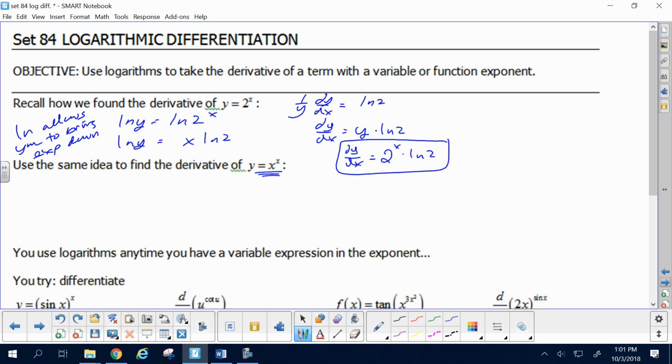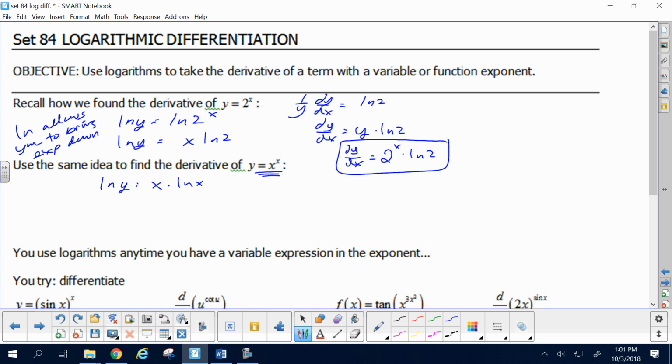What should you do if you want to take the derivative? You do what? Natural log of both sides. Natural log of y equals x log of x. I'm not showing the bringing-the-variable-exponent-down step, but you get the idea.